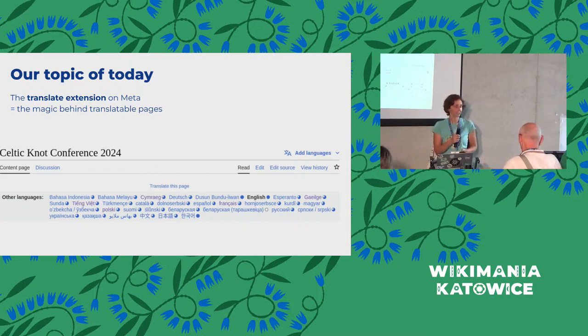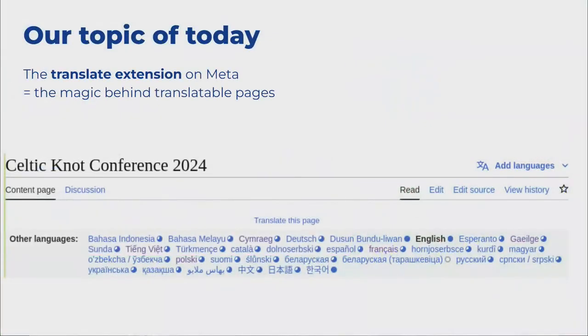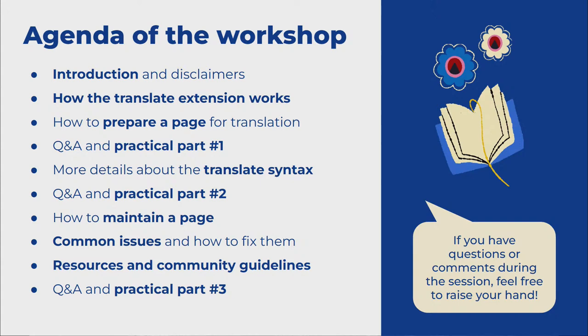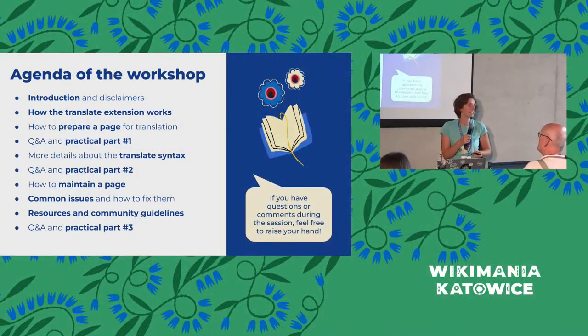So, today, during this workshop, we're going to talk about the Translate extension, aka the magic tool that makes our pages on Meta and other multilingual wikis translatable in various languages. So, this is the agenda, the very ambitious agenda that I had for us today. Maybe we're going to need to adapt a little bit depending on the time we have and depending on whether we manage to do the interactive and workshop part or not. We're going to be a little bit flexible, but basically, I'm going to try to walk you through how to use the Translate extension and how to prepare a page for translation well. In a little bit less than 1 hour and a half.